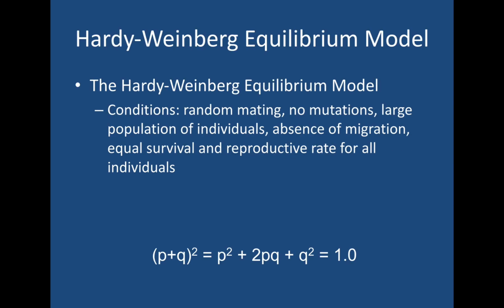Of course, like other biological concepts, there's a model or an equation that helps identify the factors that can cause changes to gene frequencies in a population. Okay? So in this case, this is known as the Hardy-Weinberg equilibrium model. Some people pronounce it differently, but let's just pronounce it Weinberg.